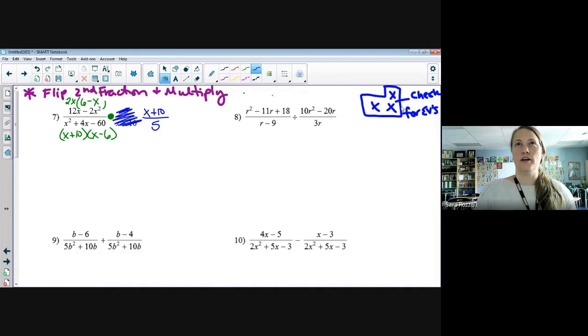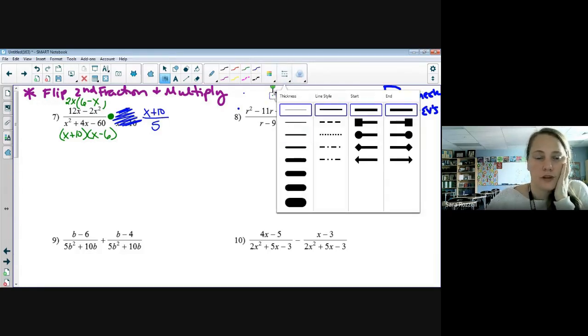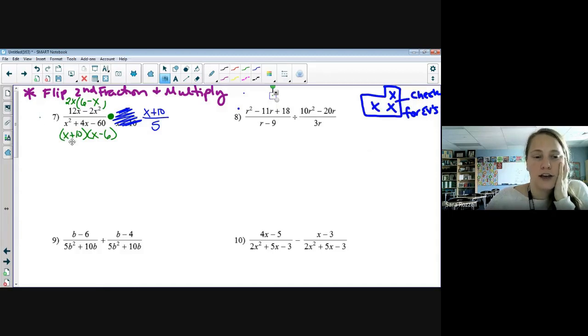It says check for excluded values in those 3 positions when you are doing division problems, because that was at one time in the denominator. All right, so let's see what our excluded values are. What's our first one? X cannot equal negative 10, and then it cannot equal positive 6. The 5 is just a 5, so that doesn't do anything. There's no variable. And we already got the negative 10. So x cannot equal negative 10 or positive 6.